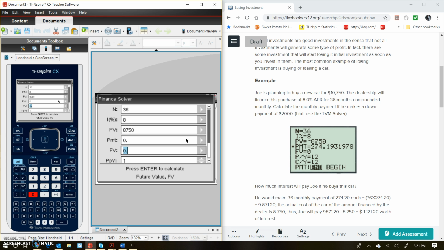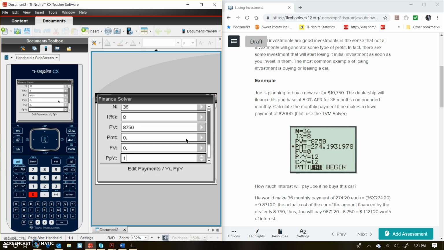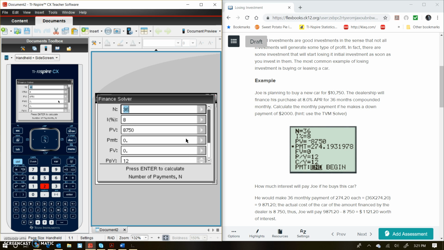We're going to solve it until it reaches 0, and then this has to be 12 because that's the number of payments per year. So that's also the compounding periods. We don't need to change that to end or begin; we just leave it alone. So right here we're just calculating the payment, and our payment is going to be $274.19.